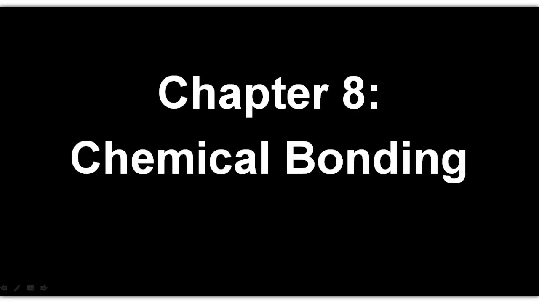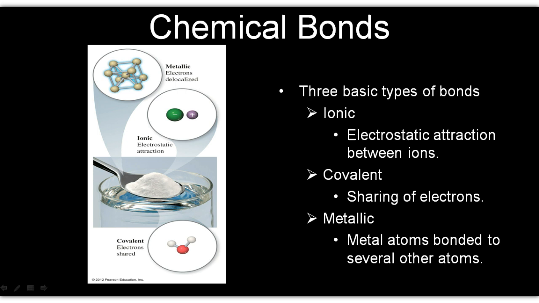This is the first screencast for Chapter 8, Chemical Bonding. Within this chapter, we will take a look at the types of bonding you probably learned last year: ionic bonding, covalent bonding, and just a little smidgen of metallic bonding. There will probably be a few of these screencasts for Chapter 8.